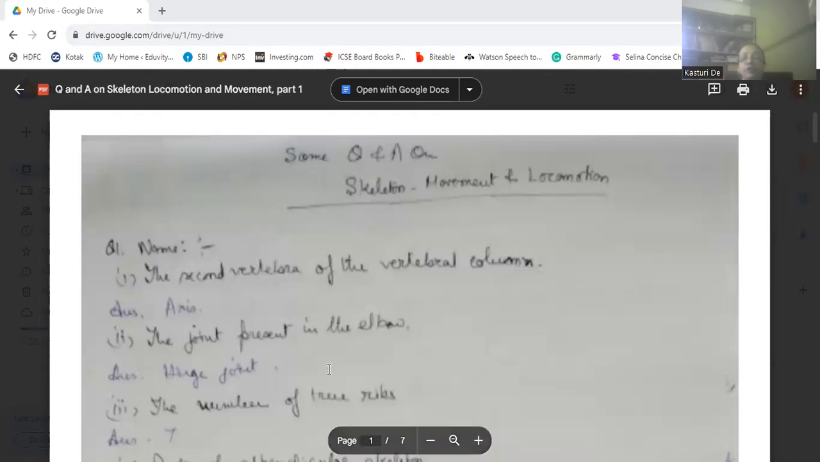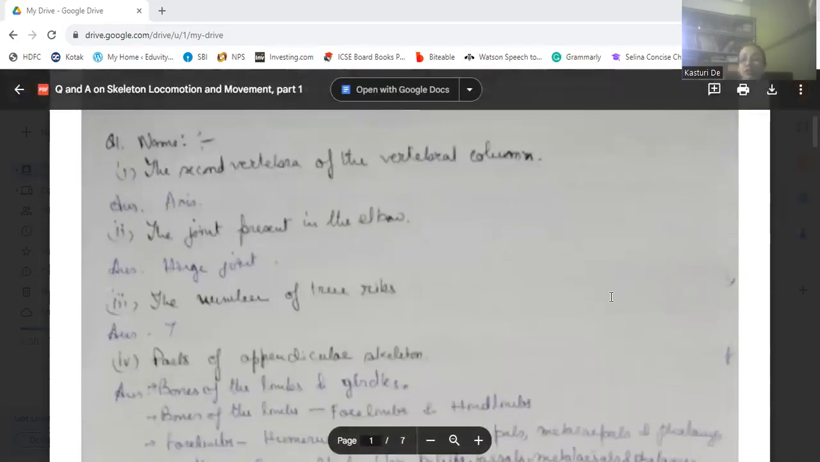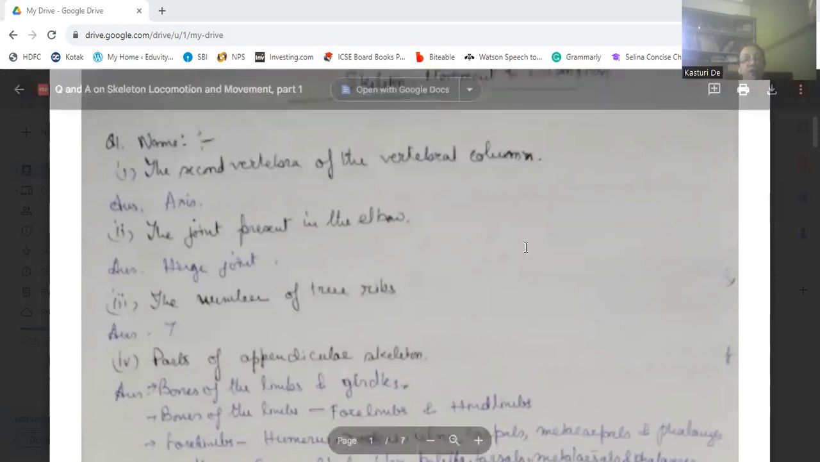The first question for today is name the following. The second vertebra of our vertebral column, that is axis. The joint which is present in the elbow is the hinge joint. The number of true ribs, that is 7 in number, rib number 1 to rib number 7.